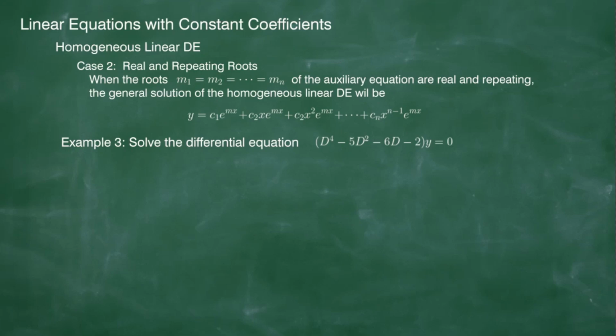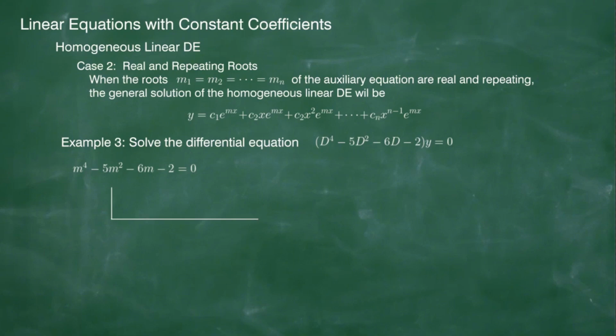Example number 3: (D to the fourth minus 5D squared minus 6D minus 2) of y is equal to 0. So the auxiliary equation is m to the fourth minus 5m squared minus 6m minus 2 equals 0. Okay, so we'll use synthetic division here.